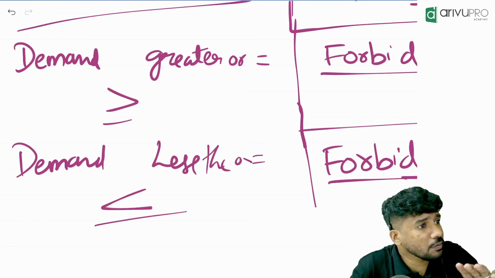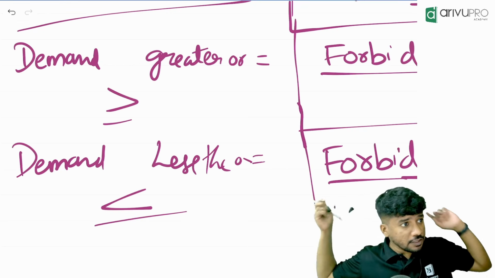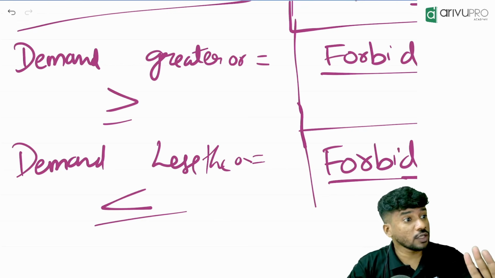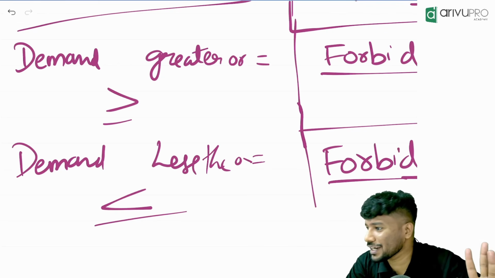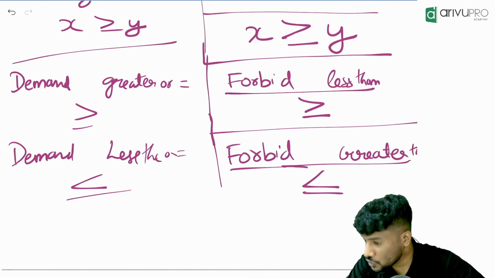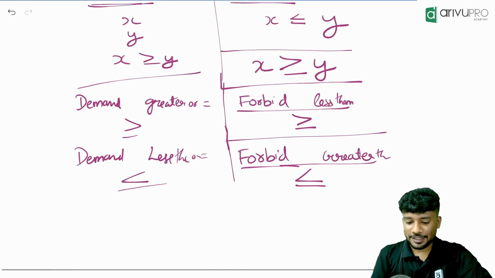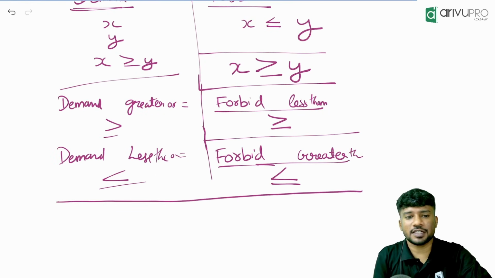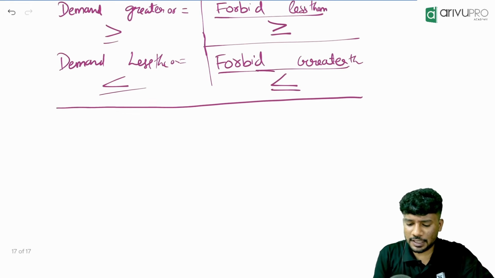So demand means what? Demand means you will write whatever symbol is given in the question, directly you will write it. Then forbid means you will write the opposite. Now this is the basic question, but the usual question is not that. The question will be like this.